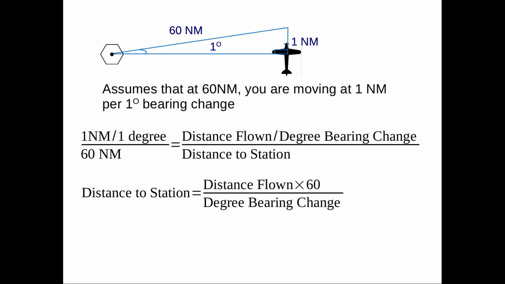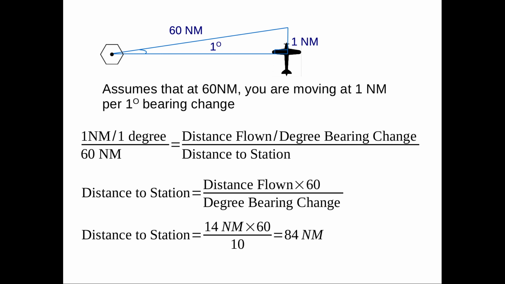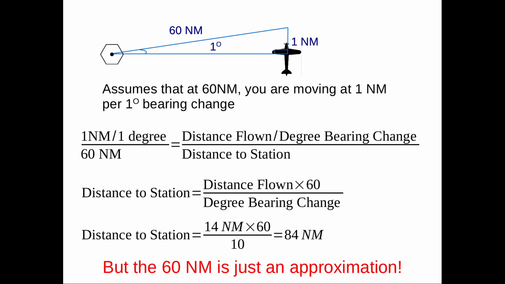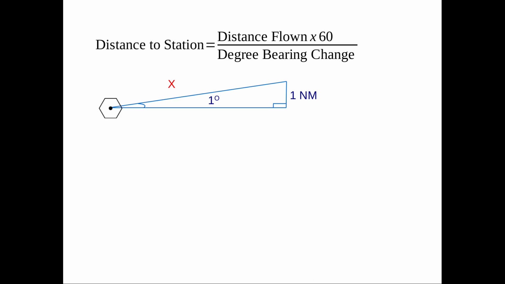It's just a simple proportion. If you solve it, you find that the distance to the station equals the distance flown times 60 over the degree bearing change, which is the approximation formula that the FAA uses in solving this problem. If we plug our numbers in, 14 nautical miles and a 10 degree bearing change, we get the answer that shows up in the solution as 84 nautical miles. But it's not exactly correct, because 60 nautical miles is really just a rule of thumb. It's not a precise value.